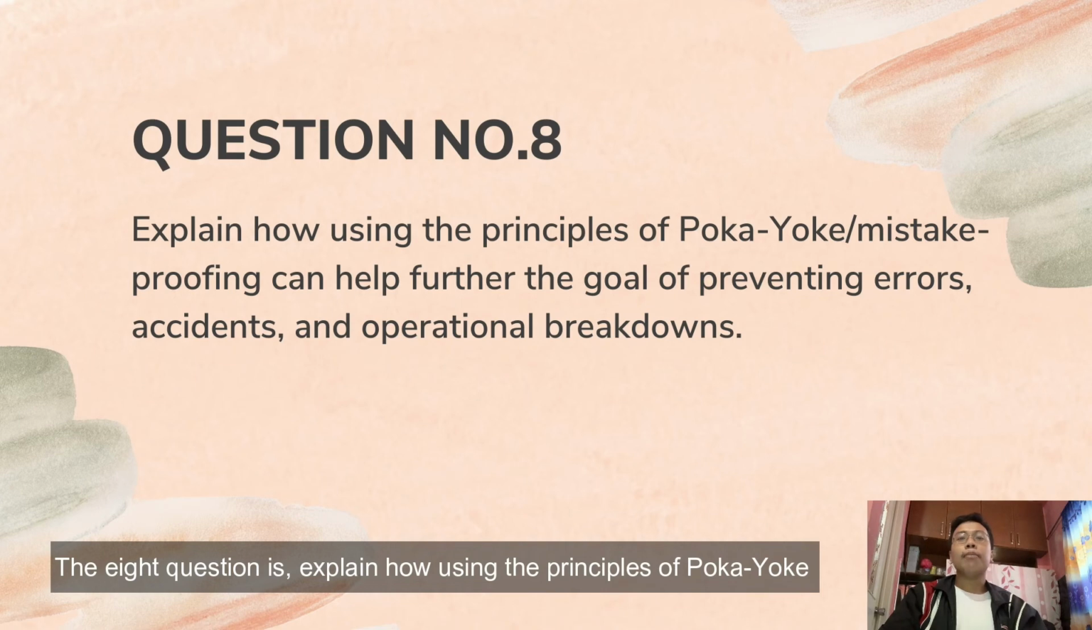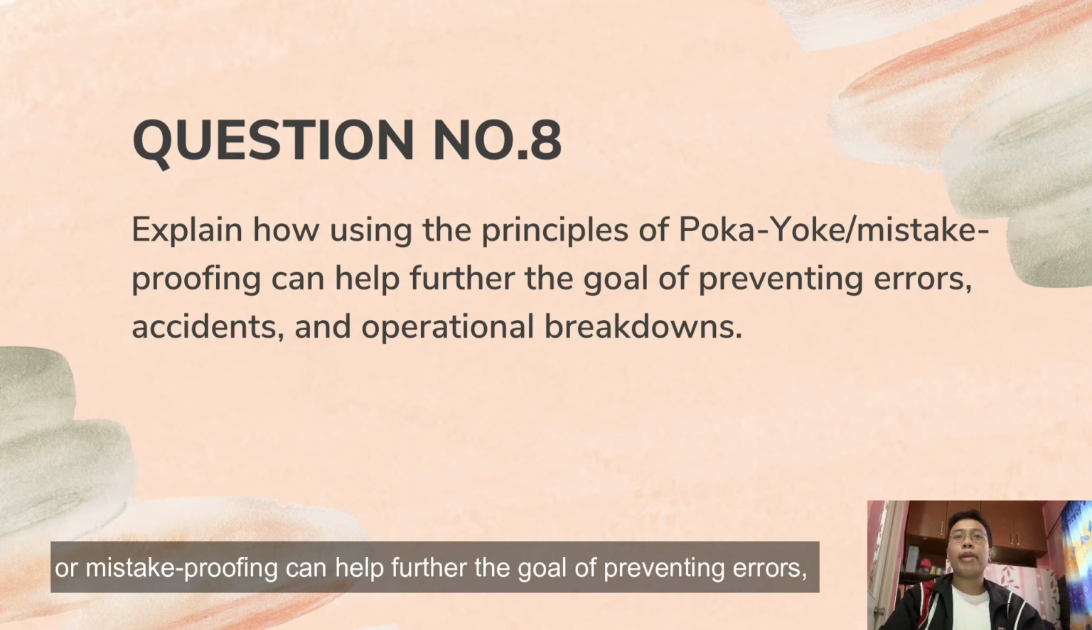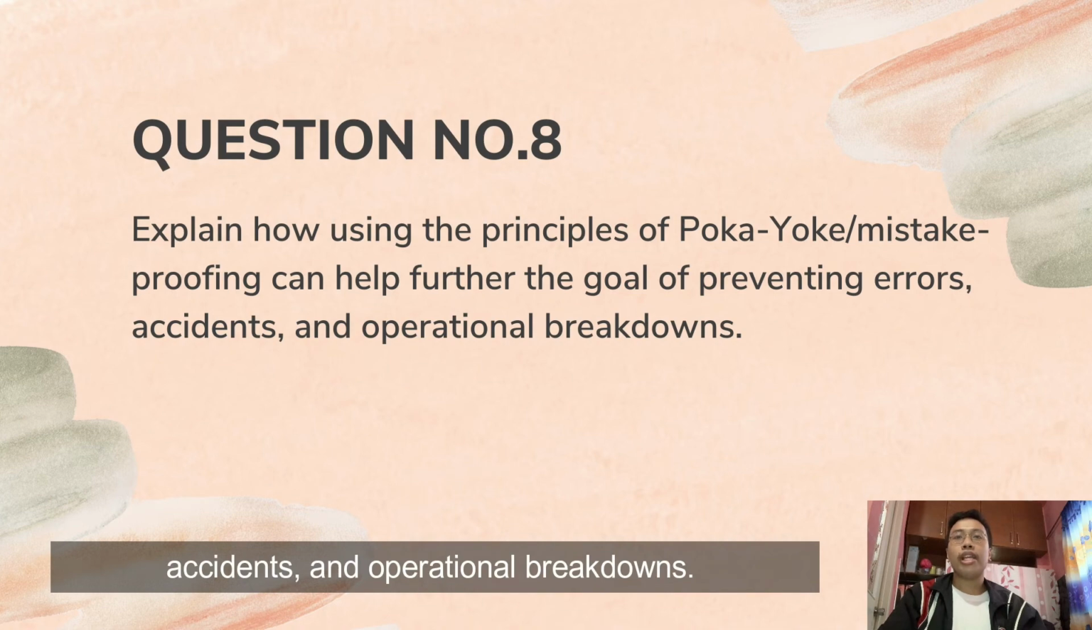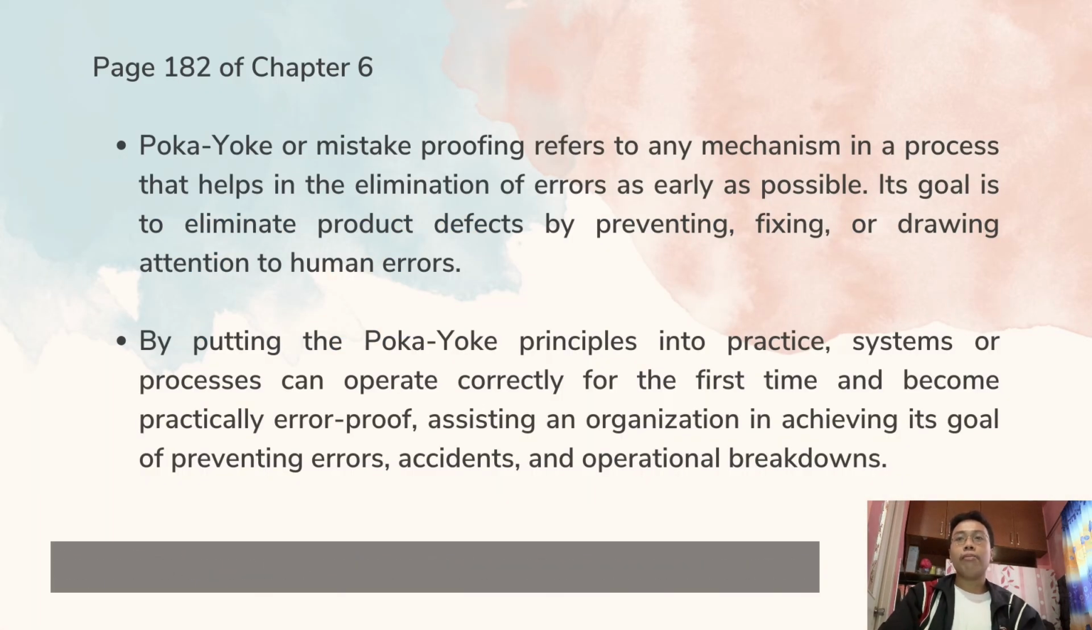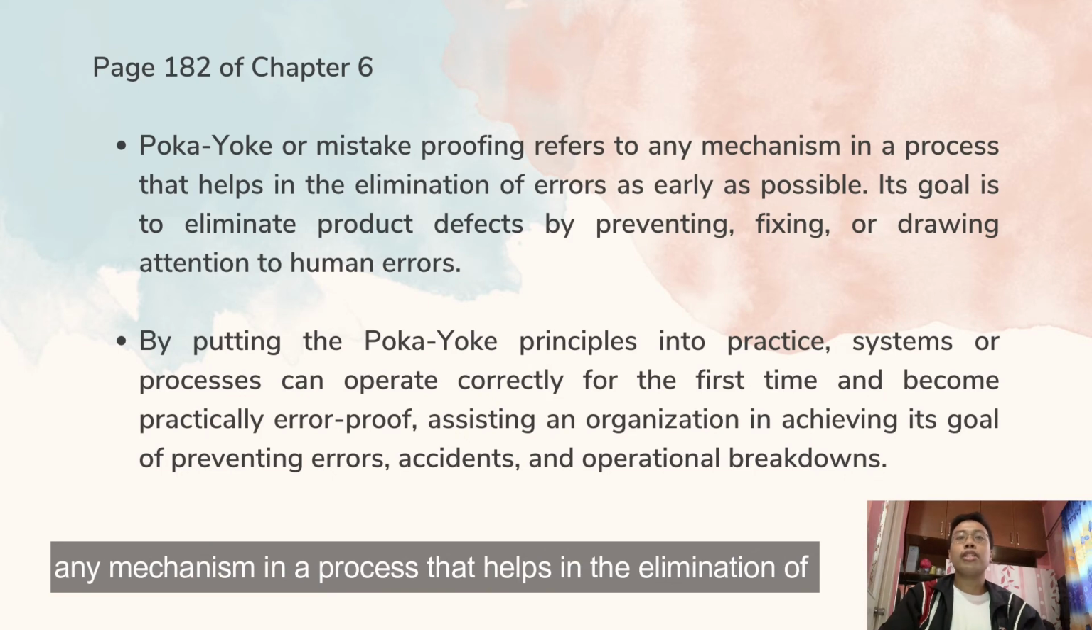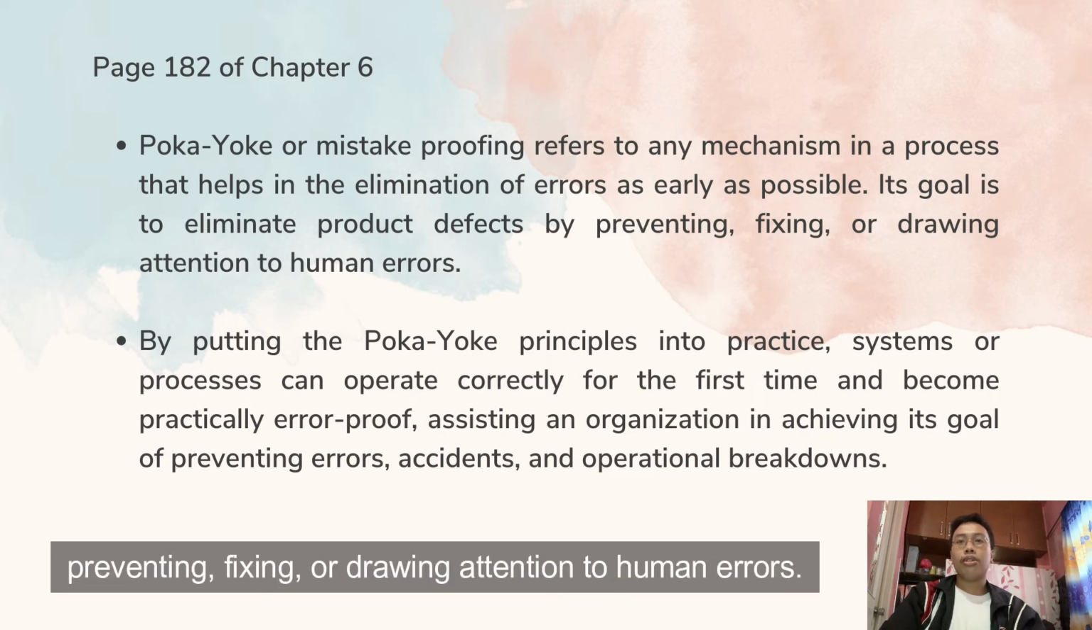The eighth question is, explain how using the principles of Poka-yoke or mistake proofing can help further the goal of preventing errors, accidents, and operational breakdowns. According to page 182, Poka-yoke or mistake proofing refers to any mechanism in a process that helps in the elimination of errors as early as possible. Its goal is to eliminate product defects by preventing, fixing, or drawing attention to human errors.